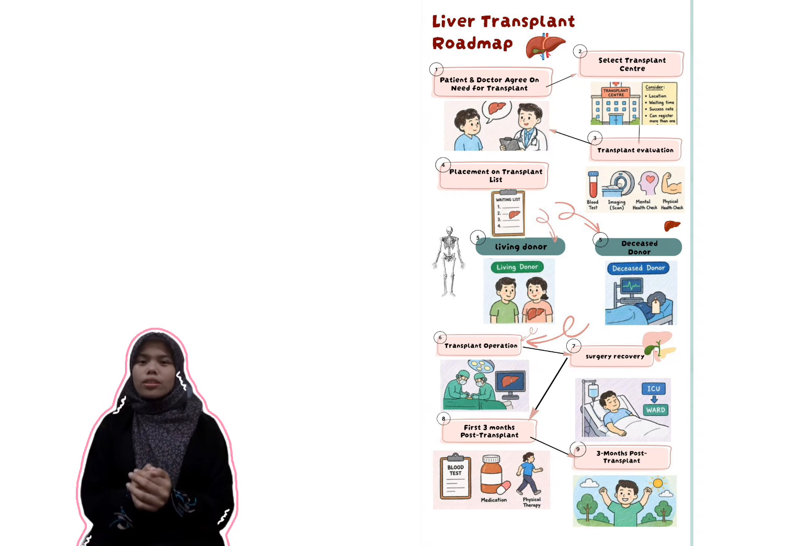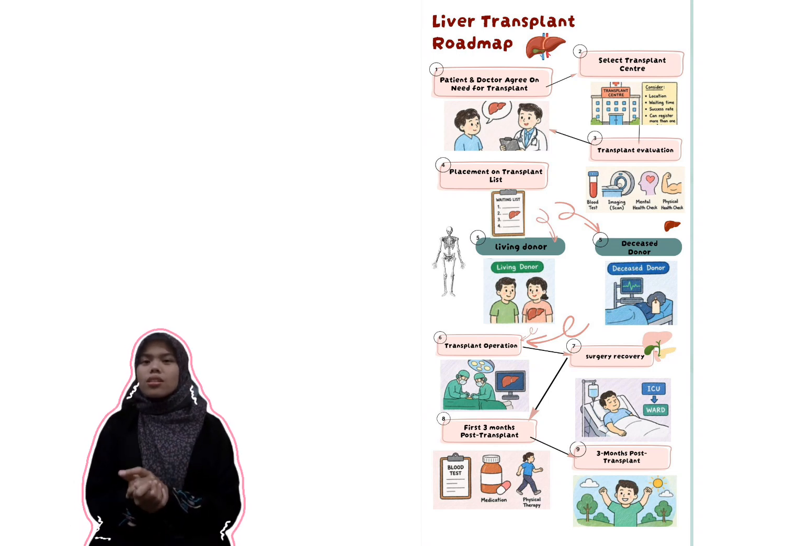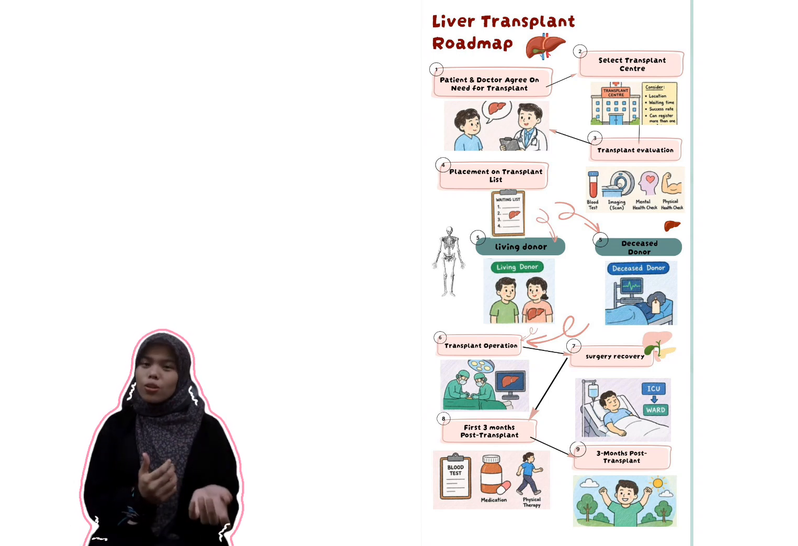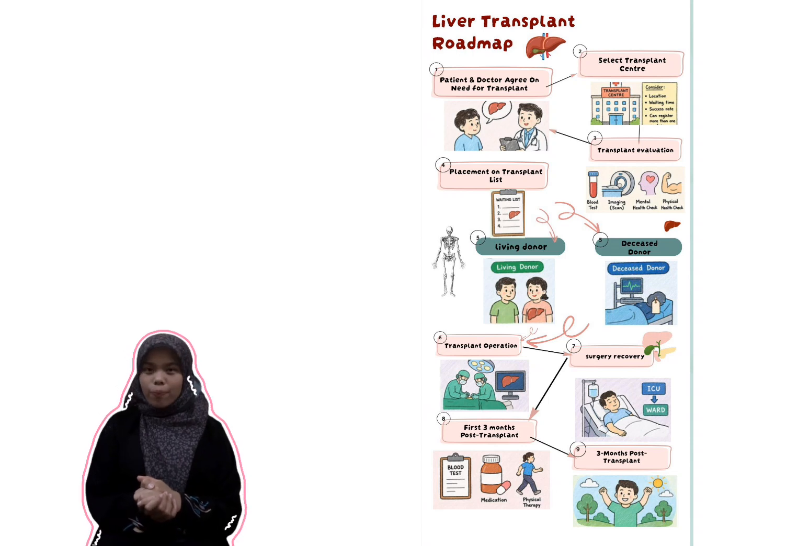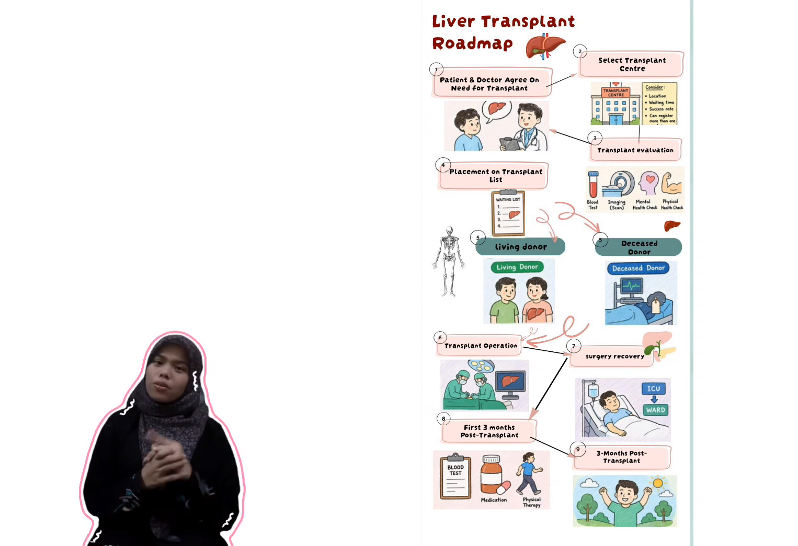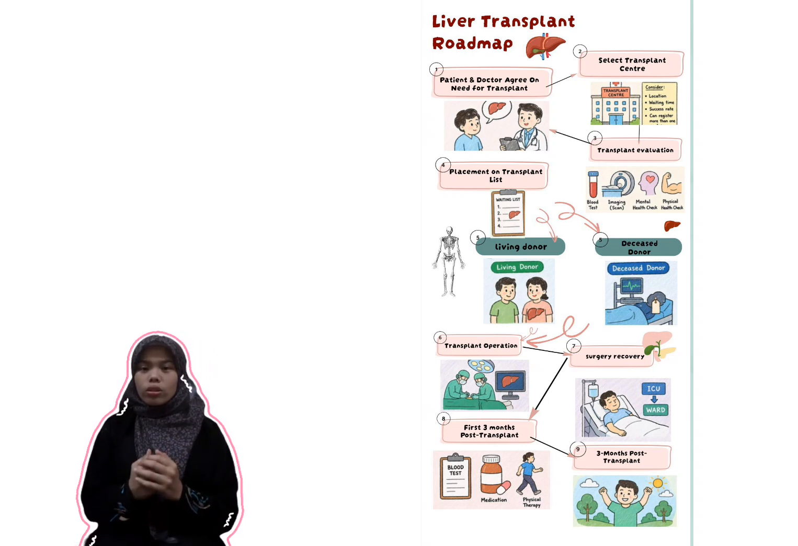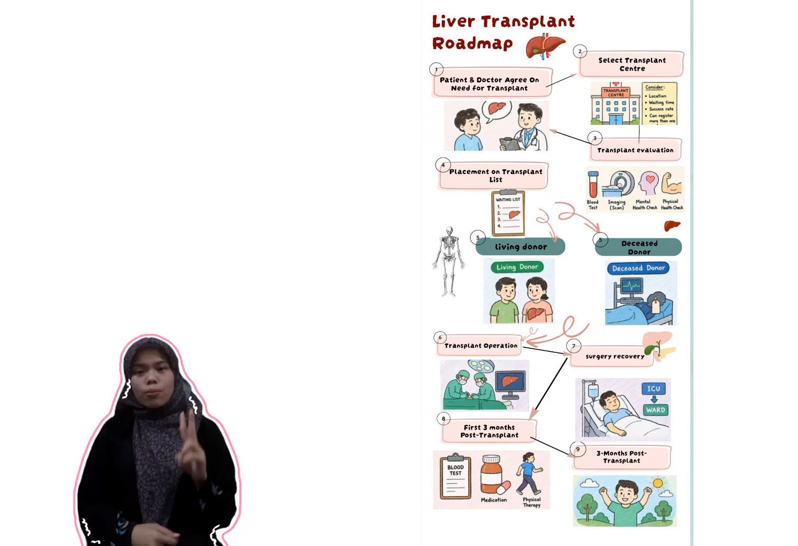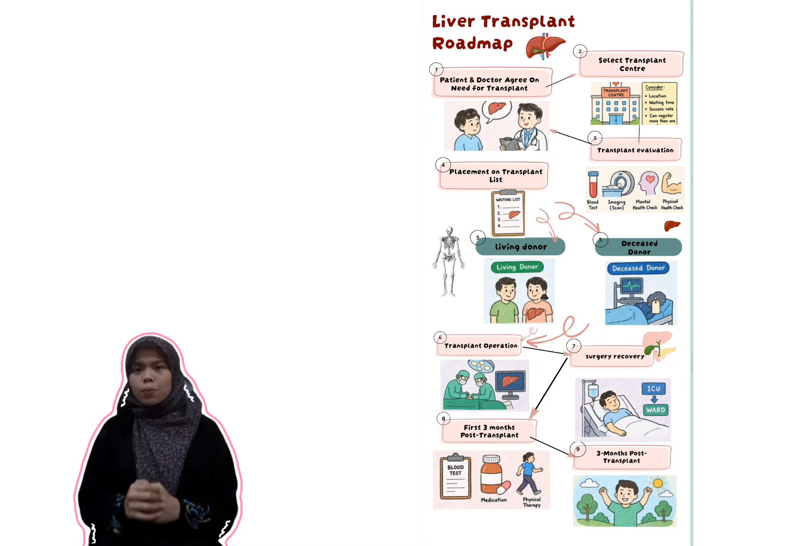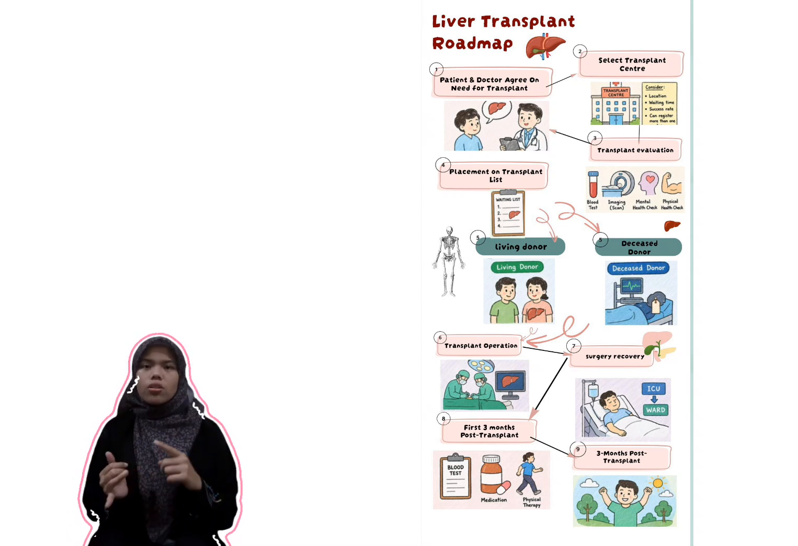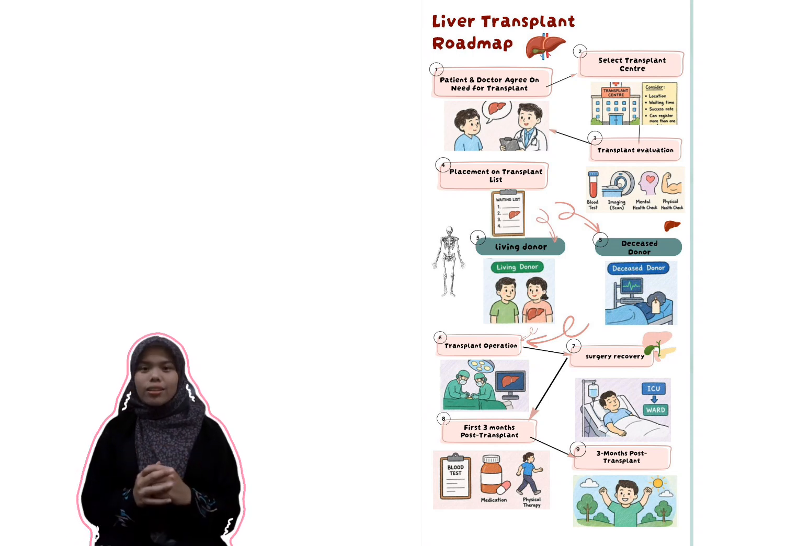This flowchart outlines the critical journey a patient takes from the initial medical decision to long-term post-operative care. The process begins with step 1, where the patient and doctor reach a mutual agreement on the clinical necessity of the transplant. Once decided, step 2 involves selecting a transplant center. Patients must consider factors like the center's location, the record of success, and waiting times.